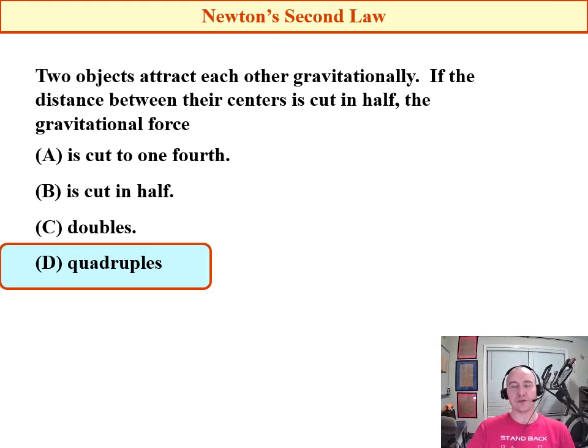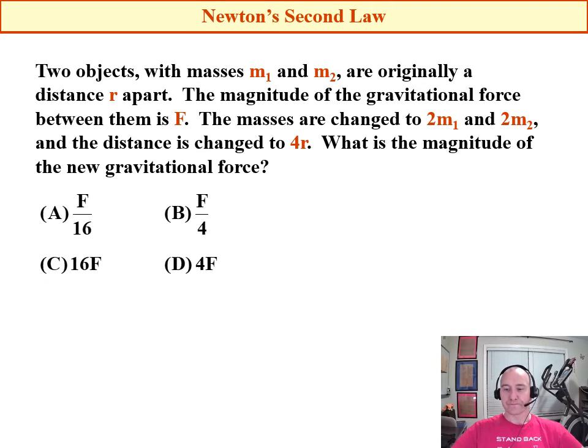So half the distance means a smaller distance. The thing about a gravitational force is the bigger the distance, the smaller the force. The smaller the distance, the bigger the force. So first off, with half the distance, you know you're going to have a larger force. So that basically cuts out A and B. Those are not going to be possible. And then because of the inverse square law, because the radius is in the denominator squared, it's not just going to be doubled, it's going to be quadrupled.